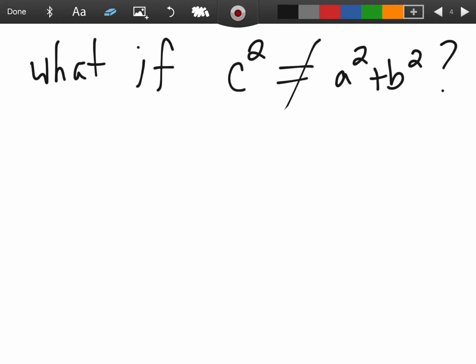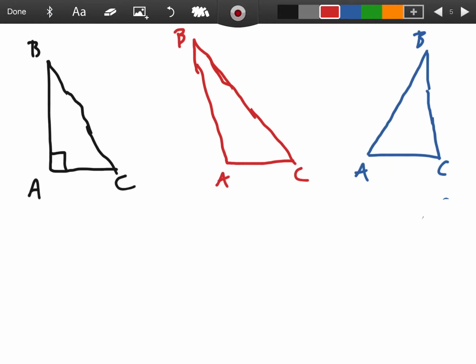All right, don't spend time doing the Pythagorean theorem. Now, what if c squared is not equal to a squared plus b squared? What if it's greater than it? What if it's less than? All right, so what we are going to examine on this next slide is what happens when c squared doesn't equal a squared plus b squared.